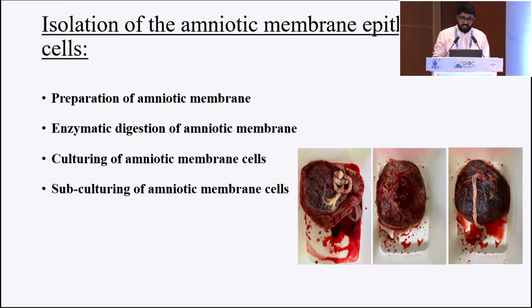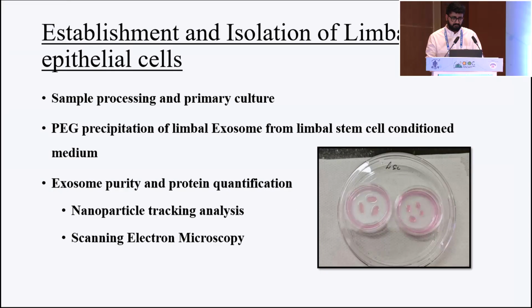Firstly, we isolated the amniotic membrane epithelial cells. The amniotic membrane was stripped off from the chorion and was subjected to PBS wash to clear out the debris and blood clots, following which enzymatic digestion of the amniotic membrane was done with 0.5% EDTA trypsin solution, following which primary culture of amniotic membrane cells was done onto the culture medium, which is the DMEM medium. Subculturing of amniotic membrane cells was carried out into multiple cell passages until the cells attained a confluency of 60 to 70%.